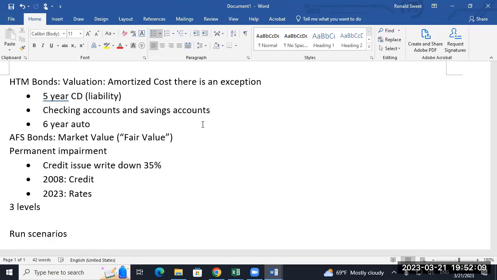And that's a tough one. Those are called core deposits. Banks really don't know how to model those.